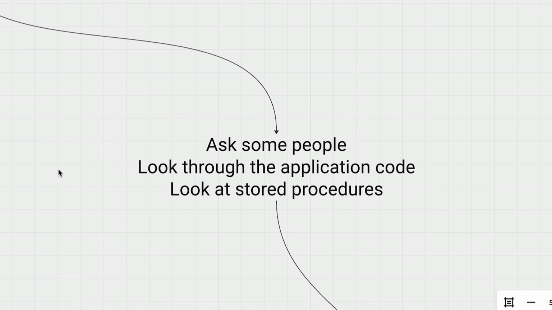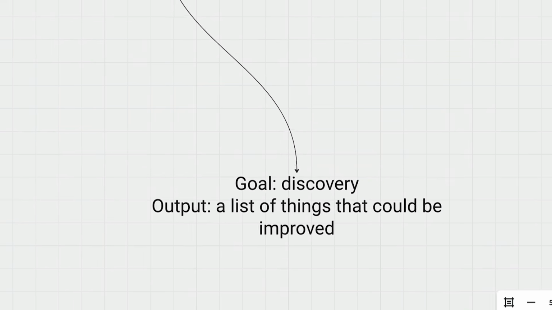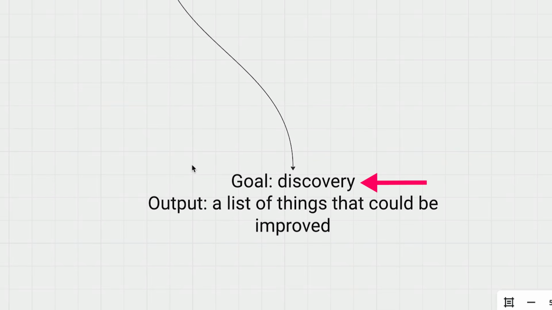In my current role, we have quite an old database we're working with. There are a couple of people who have been around for a while who know it pretty well, so my first step whenever I need to understand something is to talk to them. Then I work with the developers to understand the code. The goal of this phase is discovery. You're finding what's wrong before changing anything. The output of this is going to be a list of things that are wrong or could be improved with the database. This could be quite a long list.